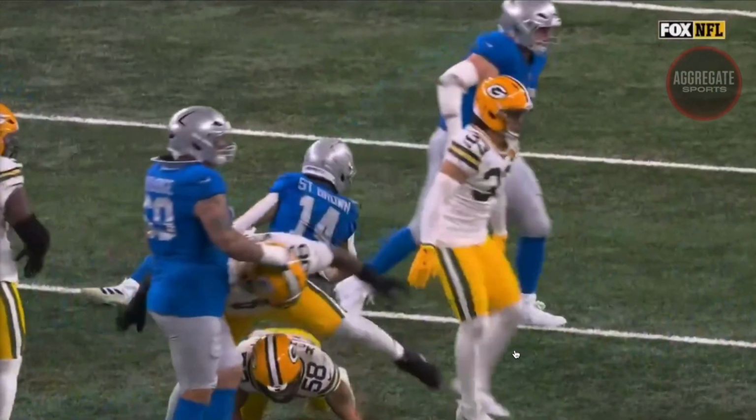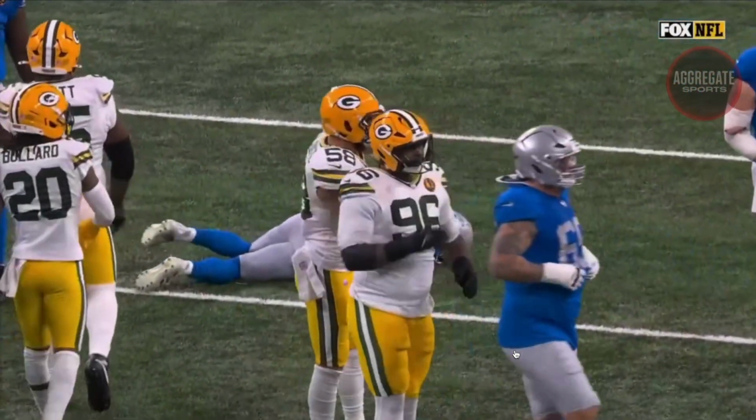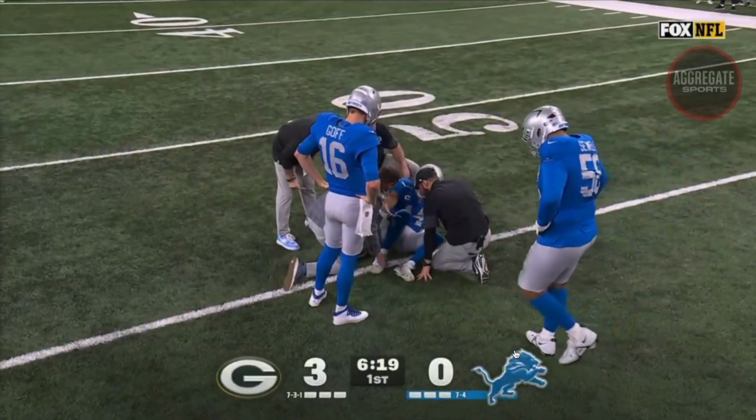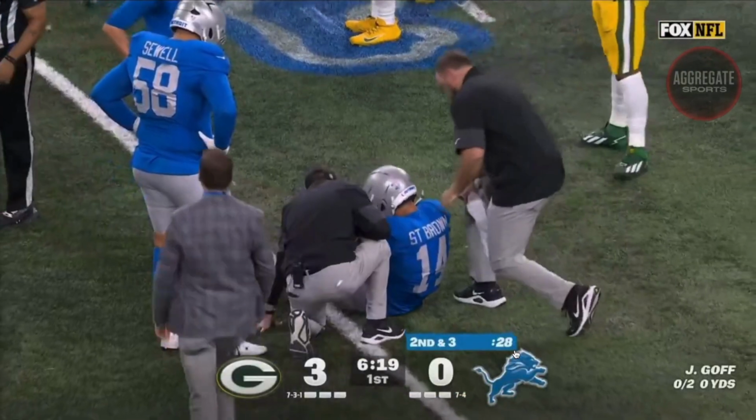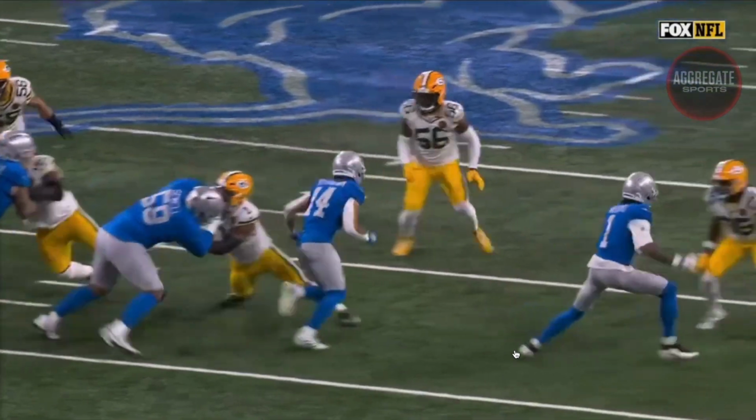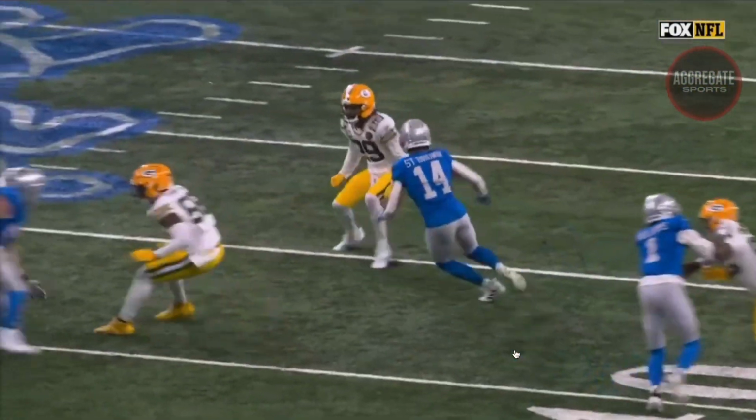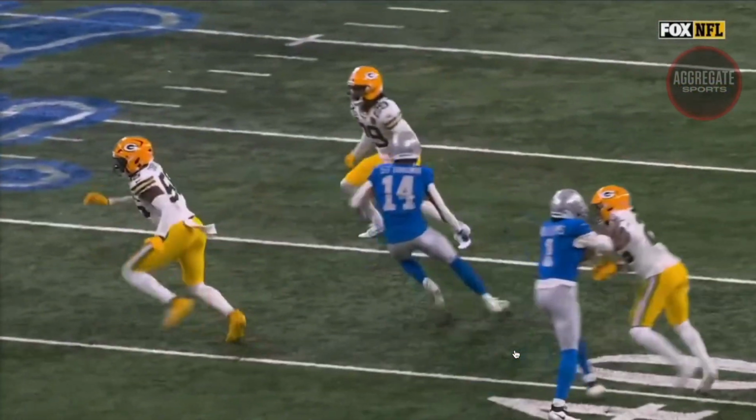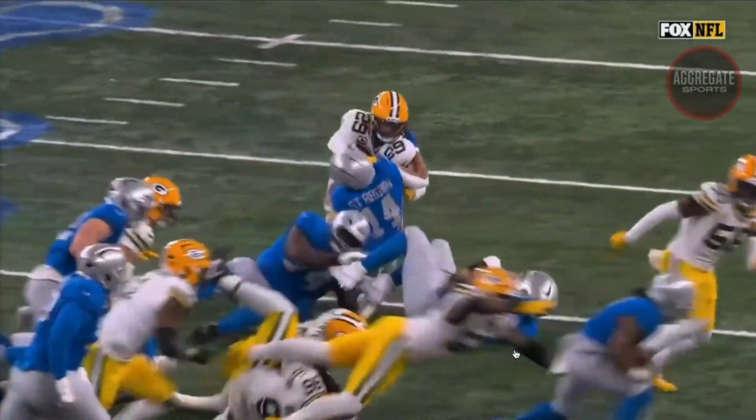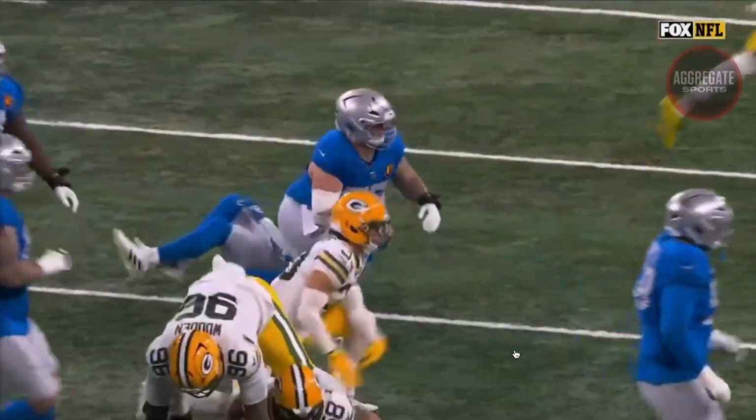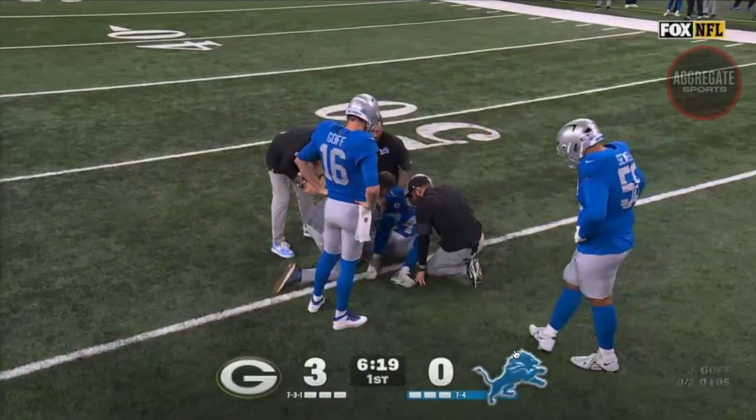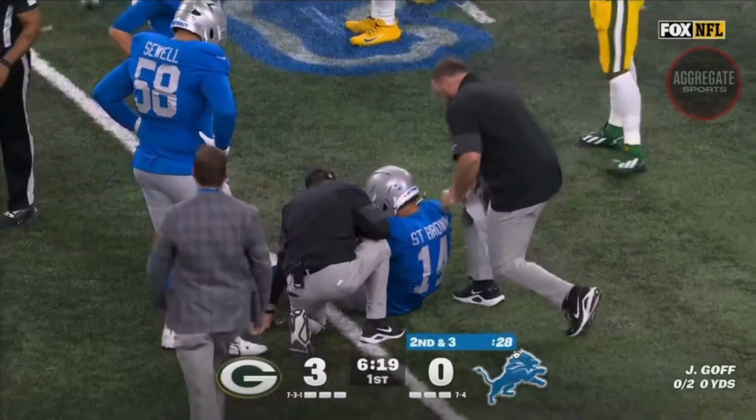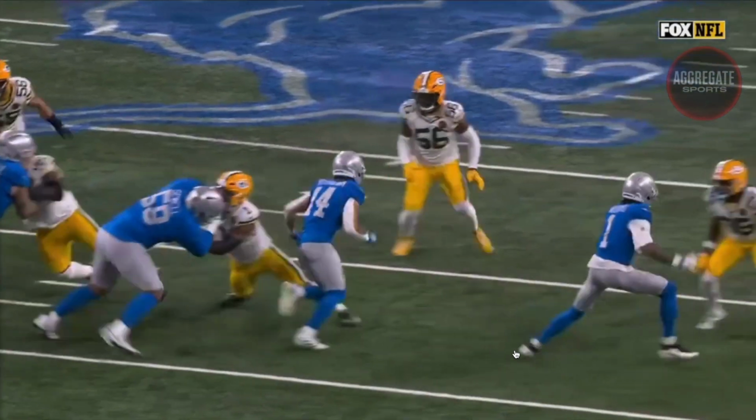Due to the fact that Dan Campbell did not say it's going to be a long-term issue, just that he'll be missing maybe a few weeks, that makes us hopeful that it is just an ankle sprain. However, determining which type of ankle sprain it is will likely determine how long Amon-Ra St. Brown will miss. If it ends up being more of that lateral ankle sprain, a low-grade ankle sprain, he could miss just 1 or 2 weeks. However, if it ends up being more of that high ankle sprain where the interosseous membrane is involved, he could potentially miss 4 to 6 weeks.